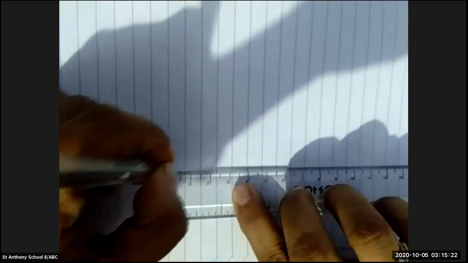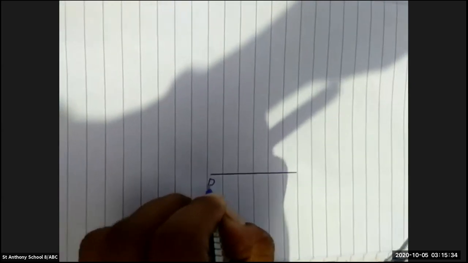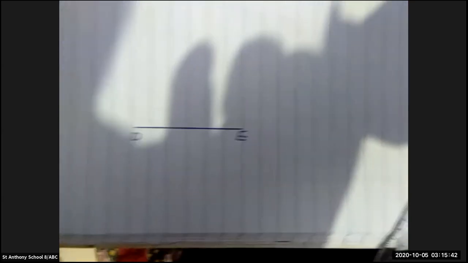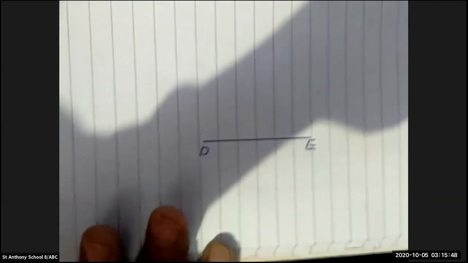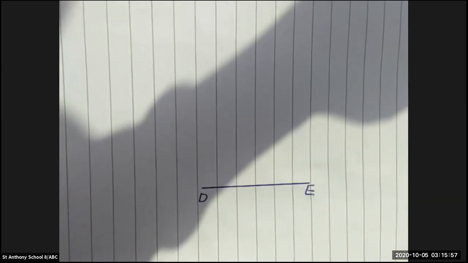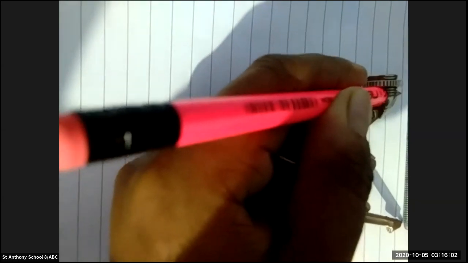With the help of scale, you will draw a line 4.5 centimeter. Now name that line as DE. Then with the help of the compass, you will take a center D. Center D you will take, and you will take 7.2 centimeter in your scale.